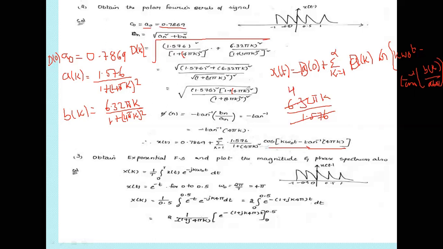And this function is D of k. In this D of k, you can see one term gets cancelled. After that, we have only the under root of 1.576 whole square, and here it is 1 plus 4 pi k square, the under root is there. Because it is a square, one term only, they get cancelled and we have the under root. So x of t is equal to D of 0 and D of k here. Got it, my dear students? So the polar form: x of t is equal to D of 0 plus the sum of k equal to 1 to infinity of D of k cos k omega naught t minus phi of k. The D of k is the magnitude, simply saying the magnitude is under root of a of k square plus b of k square. And the D of 0 is the same as the A of 0, that is 0.7869.